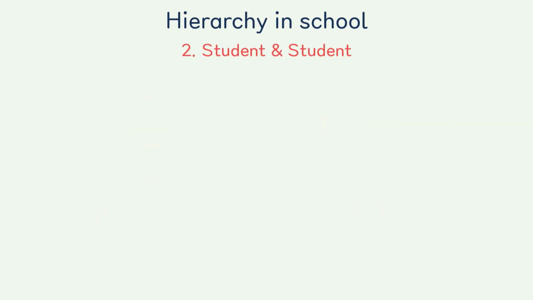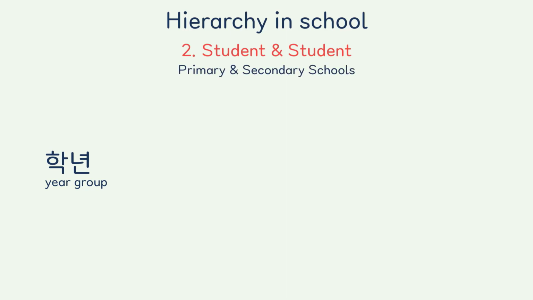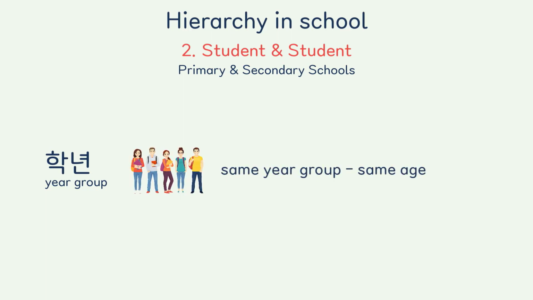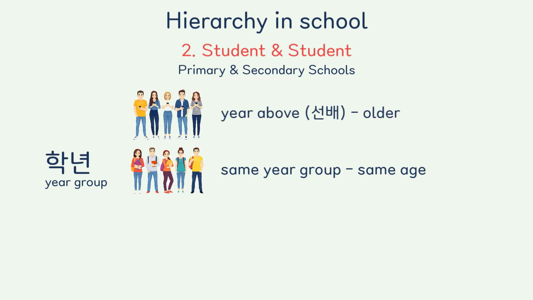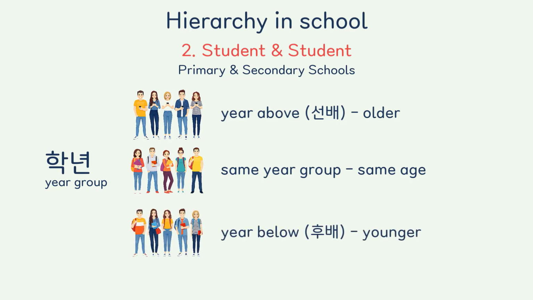Now, in terms of the relationship between students, the hierarchy is established based on year groups, which is called 학년. And in primary and secondary schools, this is fairly straightforward as students tend to mix with their year group, and students in each year group tend to be of the same age. Those in year groups above are older and are called 선배, and those in year groups below are younger and are called 후배. The concept of 선배 and 후배 is really important in Korea.